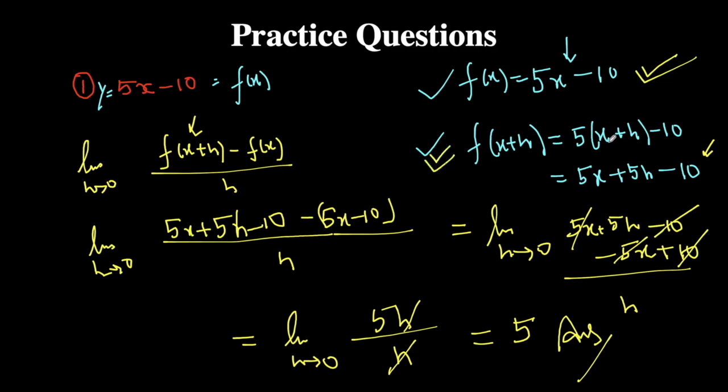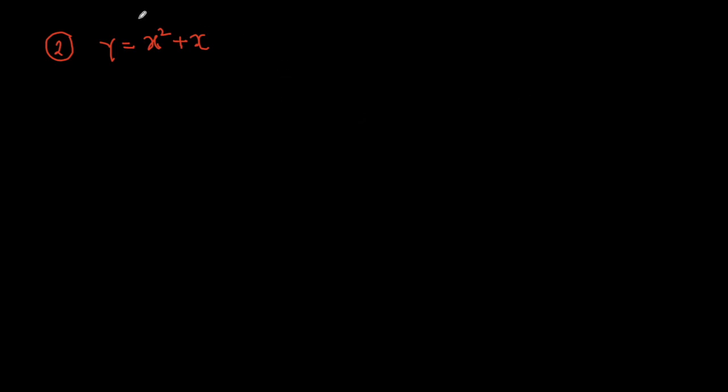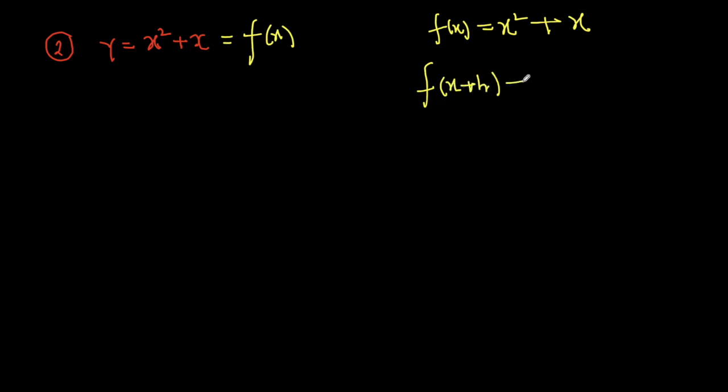So let's try with another question, which is y is equal to x square plus x. So this can also be written as f of x. So let's first write what is your f of x. Your f of x is x square plus x. Okay, now then write f of x plus h, and that is equal to (x plus h) whole square plus (x plus h).